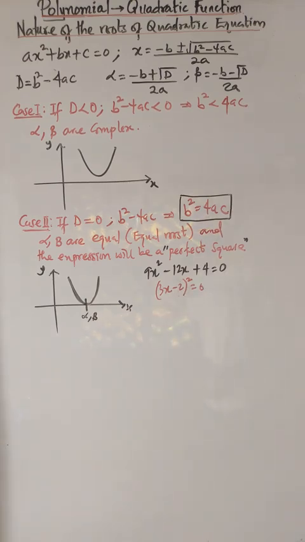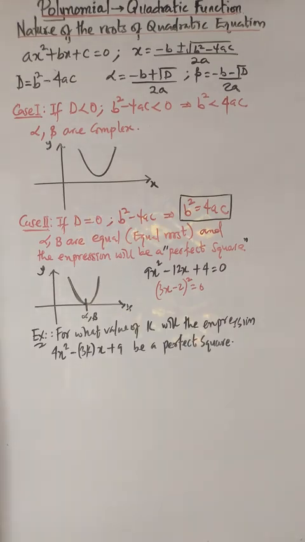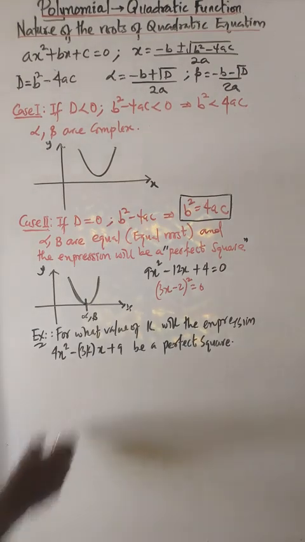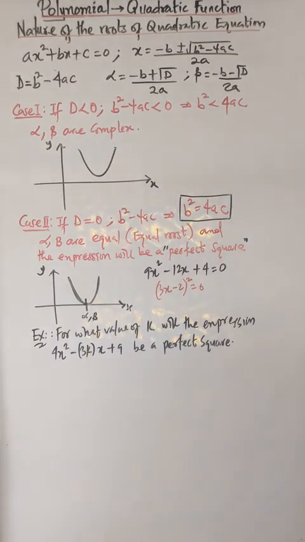So a question can come in this form. They can ask us to look for the value of k, or for what value of k is this expression a perfect square. Let's give it an example. For what value of k will the expression 4x squared minus 3kx plus 9 be a perfect square?